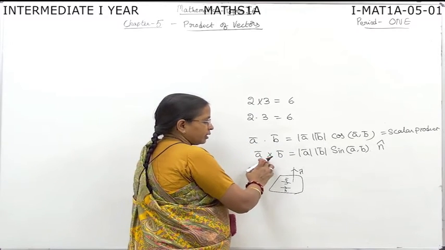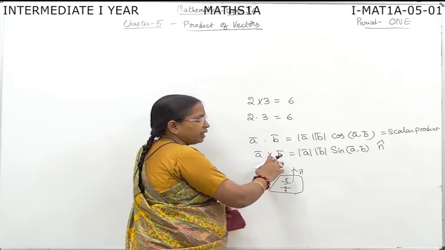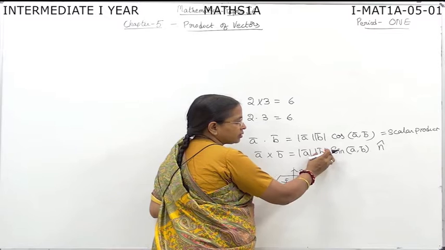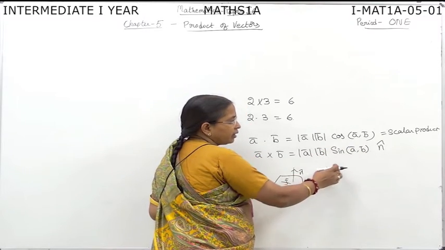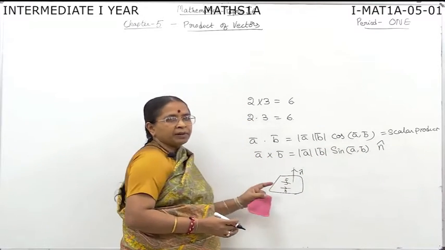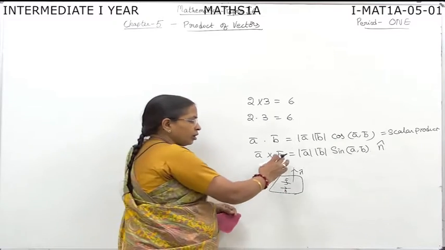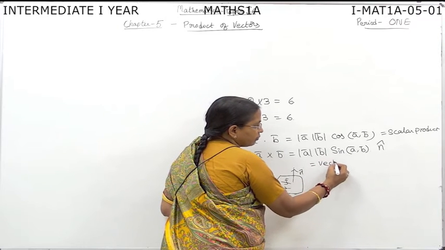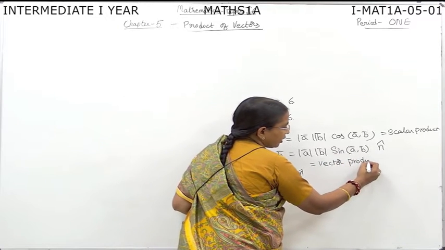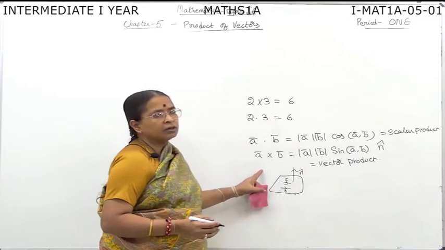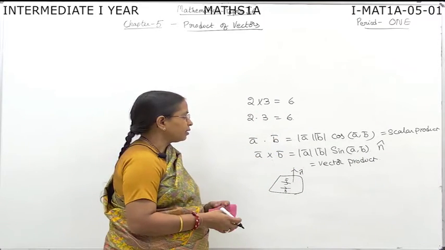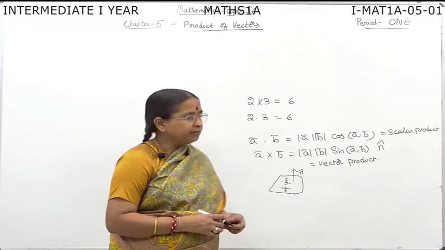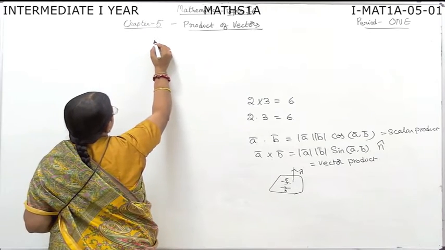Now the cross product: when you write cross between A and B, it is mod A, a number, and mod B is also a number, sine of angle between A and B is also a number, and n cap is a unit vector perpendicular to the plane containing A and B. So all this is a number. Some number into a vector is a vector. So this is a vector. Because of this, it is also called the vector product. So dot product and cross product are two different kinds of products that we define in product of vectors. Now first we'll study this scalar product.